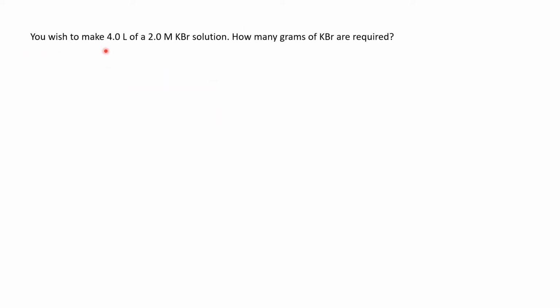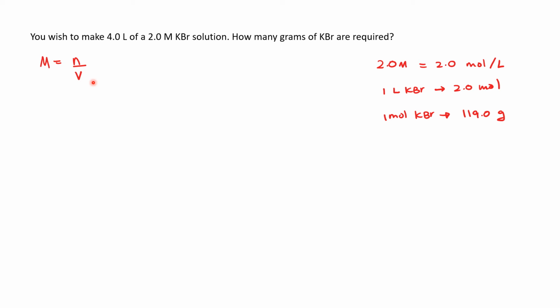You wish to make 4 liters of a 2 molar potassium bromide solution. How many grams of potassium bromide are required? Now we know molarity equals the number of moles of solute over the volume in liters. When you say a 2 molar solution, that means you have 2 moles dissolved in 1 liter. In this case, 1 liter of potassium bromide solution has 2 moles. Also, we are going to use the molar mass. 1 mole of KBr weighs 119 grams.